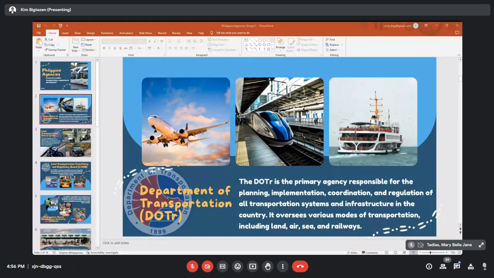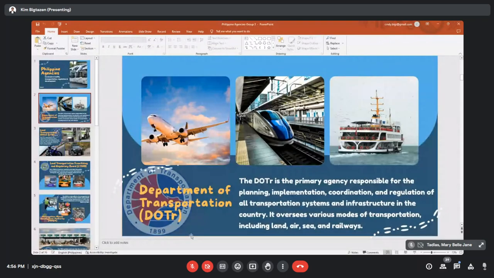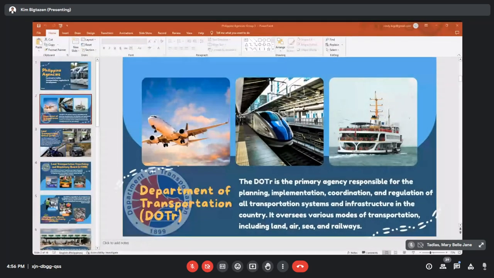The next, DOTR, or Department of Transportation. The DOTR is the primary agency responsible for the planning, implementation, coordination, and regulation of all transportation system and infrastructure in the country. It oversees various modes of transportation, including land, air, sea, and railways.